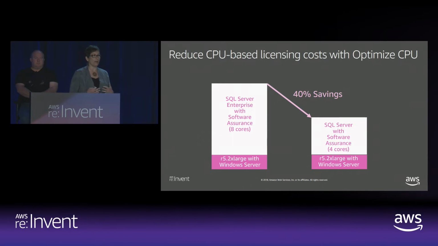However, you might love the big memory of this instance, but you have a workload that could actually run with fewer vCPUs. So with Optimized CPU, you could now launch the instance with only the 4 vCPUs that you really need, so that you're only paying for 4 cores of SQL Server. In this case, the total savings for the instance and SQL Server is 40%.